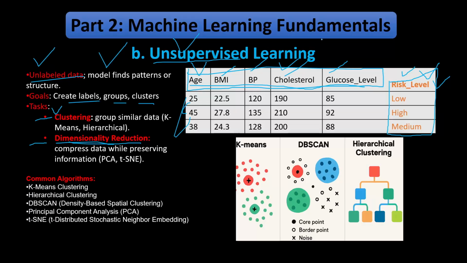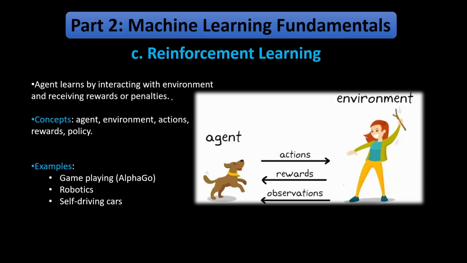Algorithms that we use for unsupervised learning can be K-means clustering, that is used for clustering, hierarchical clustering, DBSCAN, principal component analysis that is used for dimensionality reduction, and t-distributed stochastic neighbor embedding that is also used for dimensionality reduction. And the third type is reinforcement learning.